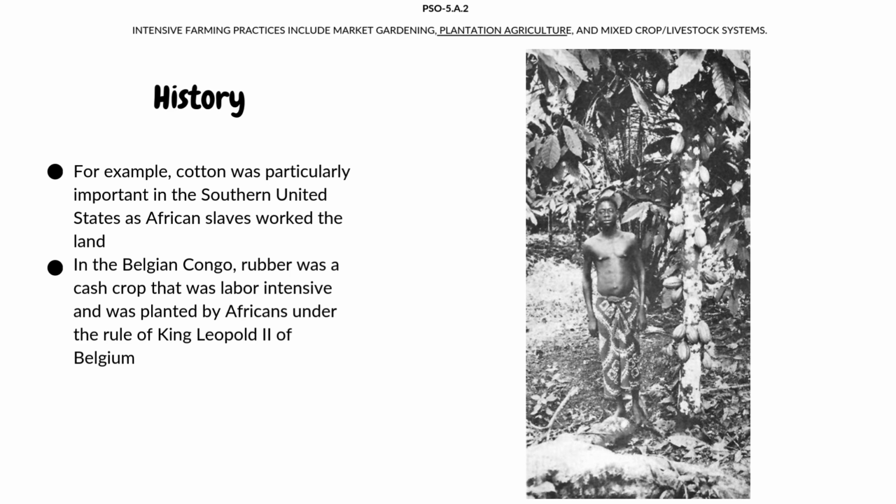All right, so the history of plantation agriculture. Plantations played a major role in colonial economies. In the American South, enslaved labor was used to cultivate cotton and tobacco. In the Belgian Congo, forced labor was exploited for rubber production, and these systems had lasting economic and social impacts.